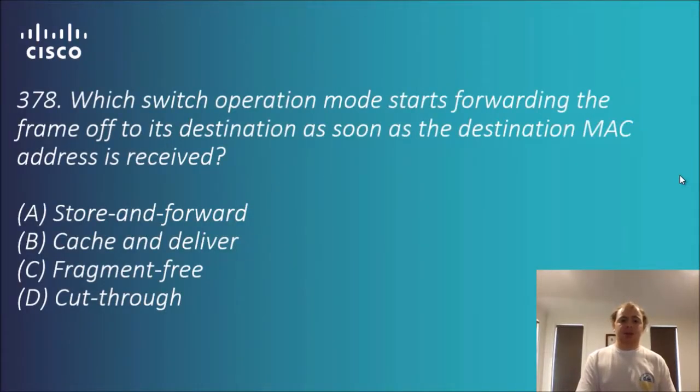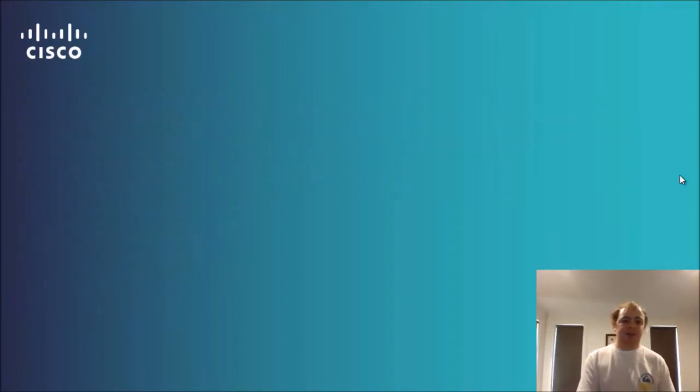378, which switch operation mode starts forwarding the frame off to its destination as soon as the destination MAC address is received? We've got store and forward, cache and deliver, fragment free, and cut through. The method that matches the characteristic most here is cut through, D.